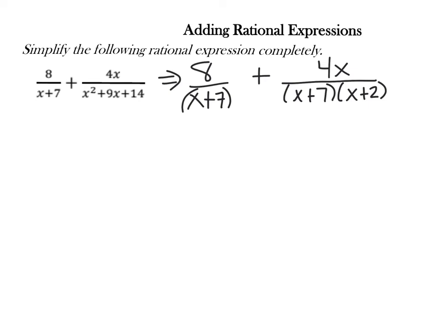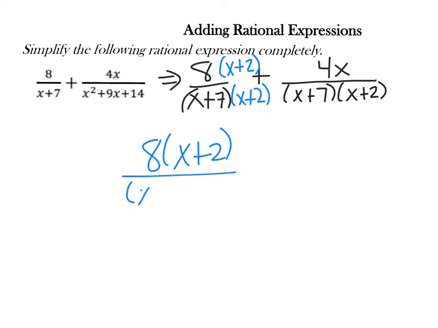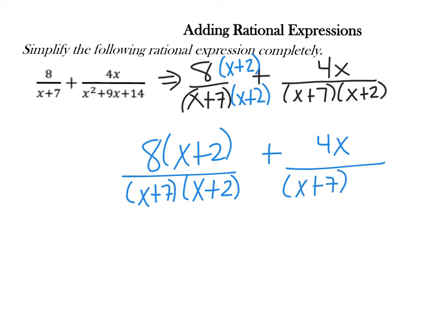So my goal is to multiply this fraction times the x plus 2 so that they both have an x plus 7 and an x plus 2. Now, since I added an x plus 2 on the bottom, I have to include it as well in the top. And I'm left with this. I have 8 times x plus 2 divided by x plus 7 times x plus 2. And in the other fraction, I have a 4x divided by x plus 7, x plus 2.